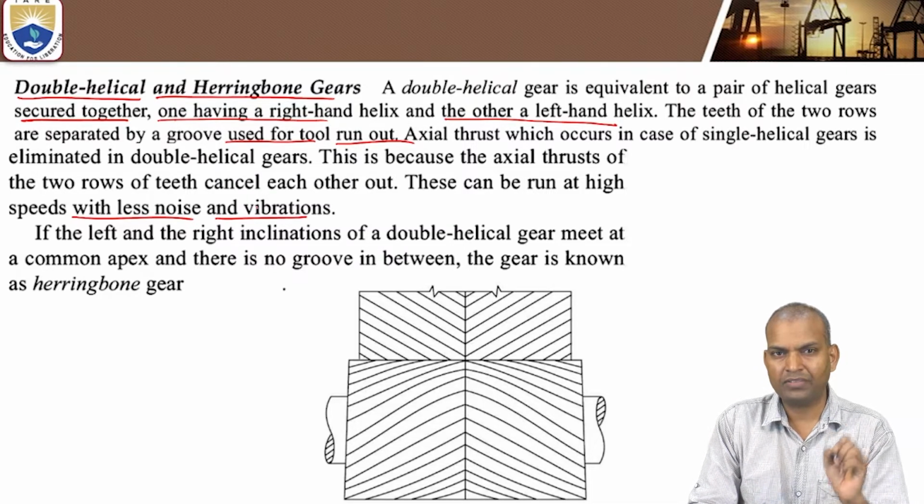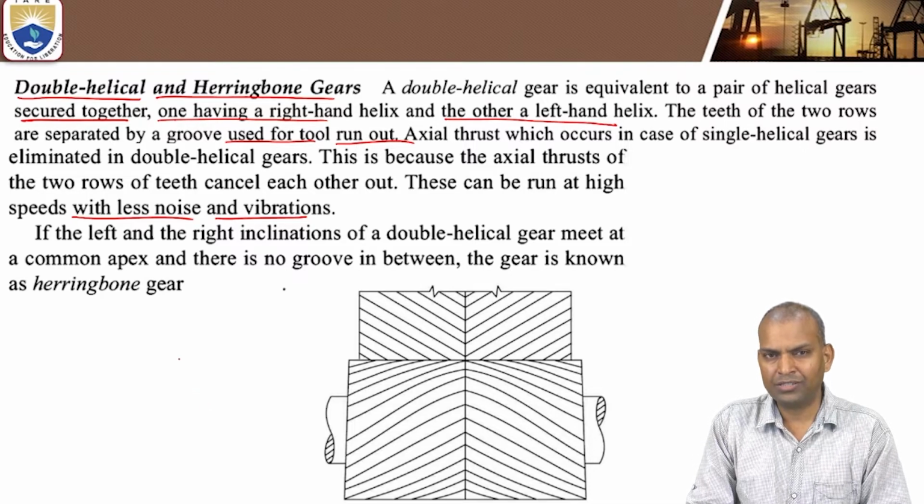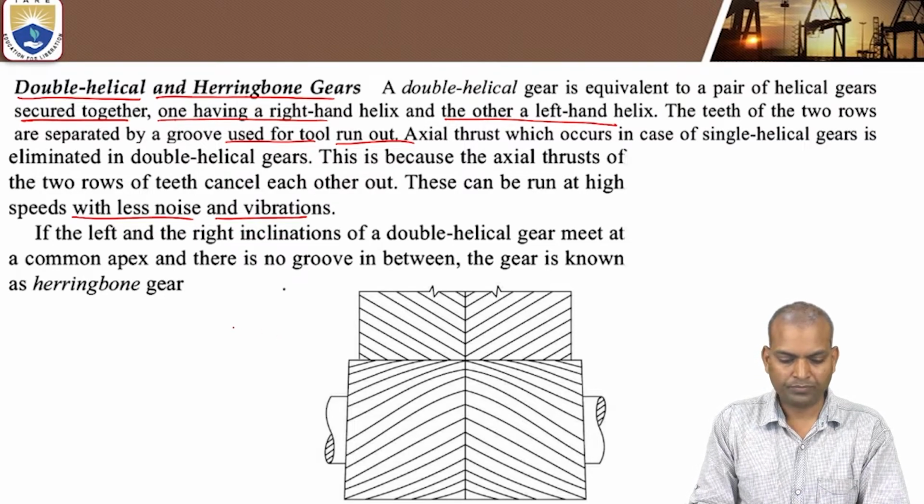These double helical gears can be used at high speeds and with less noise and less vibration. Why less vibration in comparison to the single helical gear? Because here there is no end thrust. The end thrust will be cancelled out. Alright, so these are very important gears.